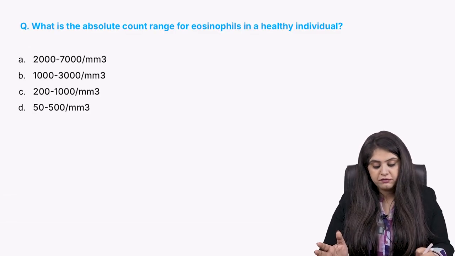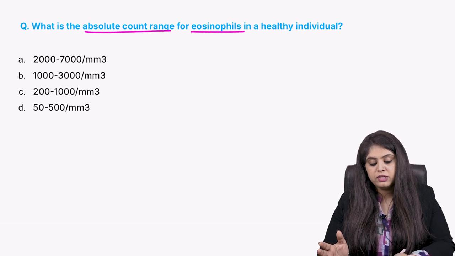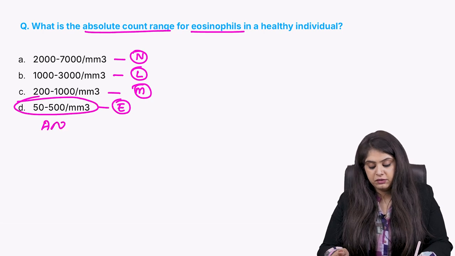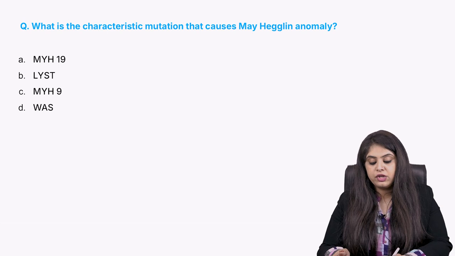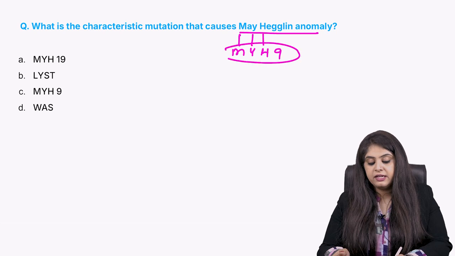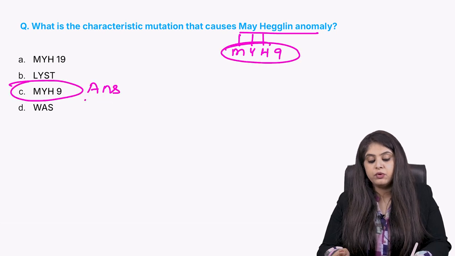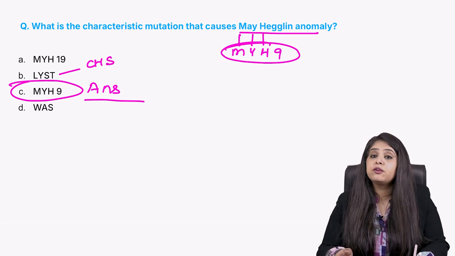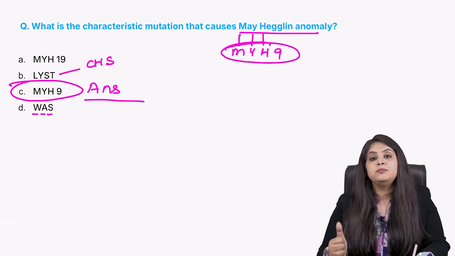Coming to a few MCQs, the first question is, what is the absolute count range for eosinophils? So if you remember, neutrophils were 2000 to 7000, then lymphocytes were 1000 to 3000, monocytes were less than 1000, and eosinophils were less than 500, which is the answer over here. The last question is, what is the genetic mutation in May-Hegglin? MYH is how we selected it, and I clearly told you, remember MYH9, which is important. I hope you also remember that LYST gene is for Chediak-Higashi syndrome, and if you've not forgotten, Wiskott-Aldrich syndrome is what you studied in immunology chapter.